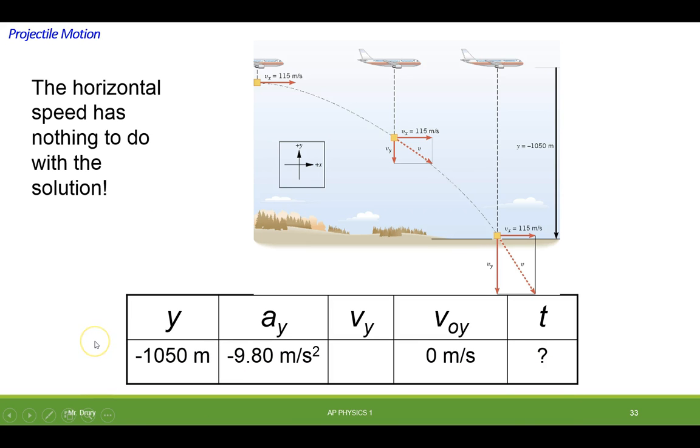All right. So all we're going to be dealing with is the information in the y direction. We're going to count up as being positive and down as being negative. We could have actually changed that and had all positive numbers if we wanted to. So we know that the distance down will be 1,050 meters. The acceleration is negative 9.80 meters per second squared, and the initial velocity is 0. A common mistake is people would put this velocity in for the initial velocity in the y.